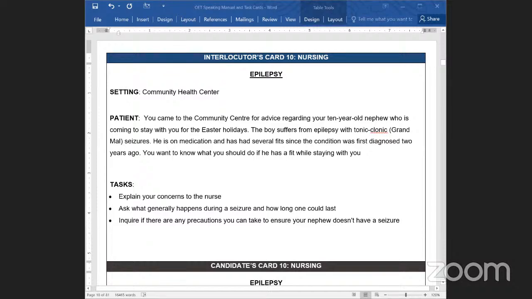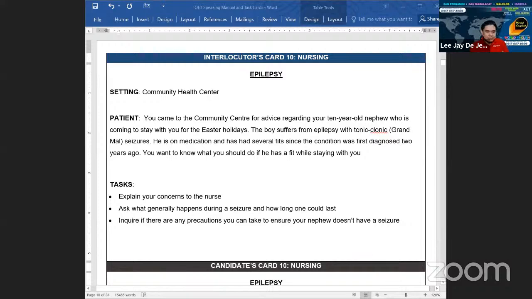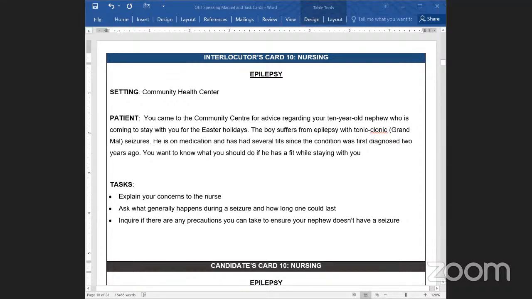Actually, sir, I came to visit my nephew, Jonathan. I'm planning to bring him to my house, but I'm troubled because I'm staying in a far-flung area, and I am so worried about his condition, which is epilepsy. Oh, okay. I see. Go ahead, please. As a nurse, I would like you to give me some ideas on how I can help my nephew in this situation if ever there will be an attack at my home.